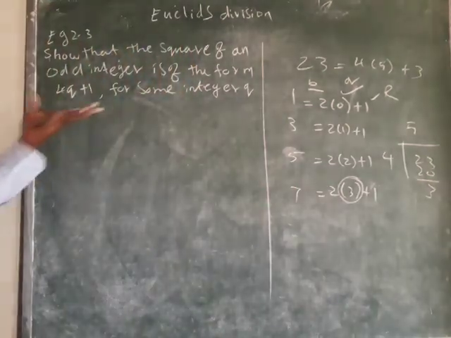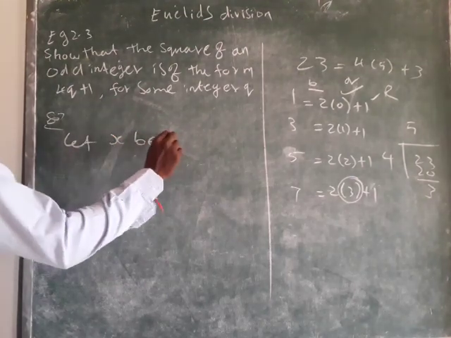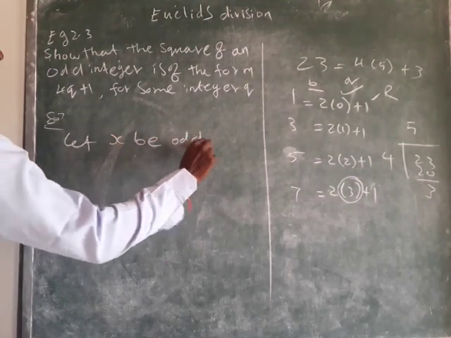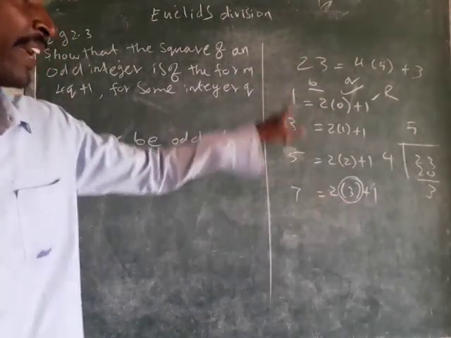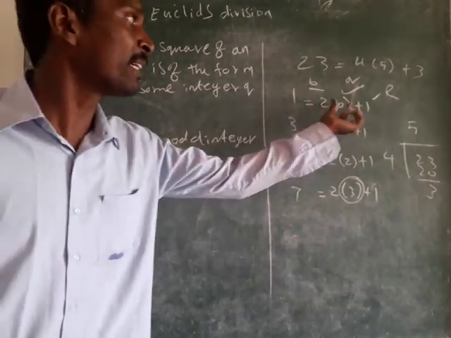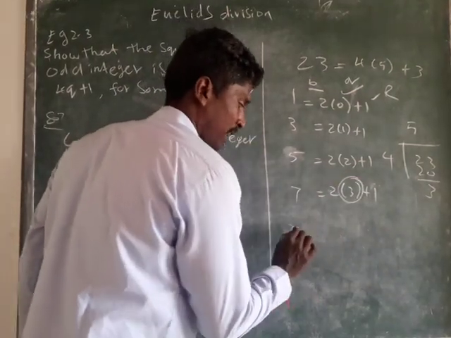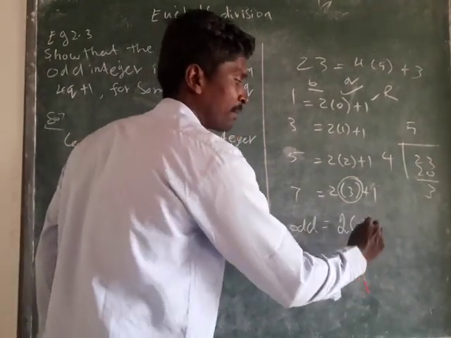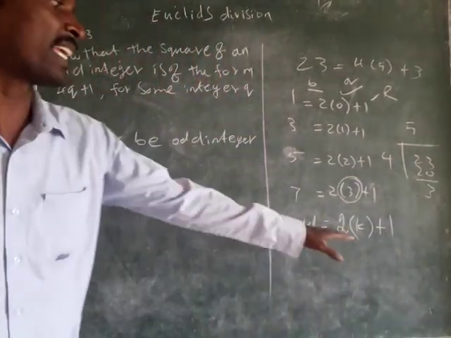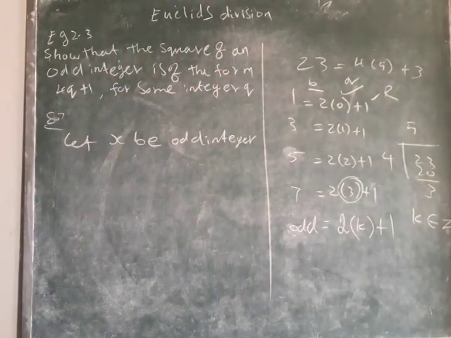I don't know what the odd integer is, so let x be an odd integer. How can we write x, an odd integer, in this form? For any odd number, we can write 2 into some value plus 1. So in general, for an odd number, we write 2 into some value, I take k, plus 1. What is k? k is some integer. We take k as an integer.